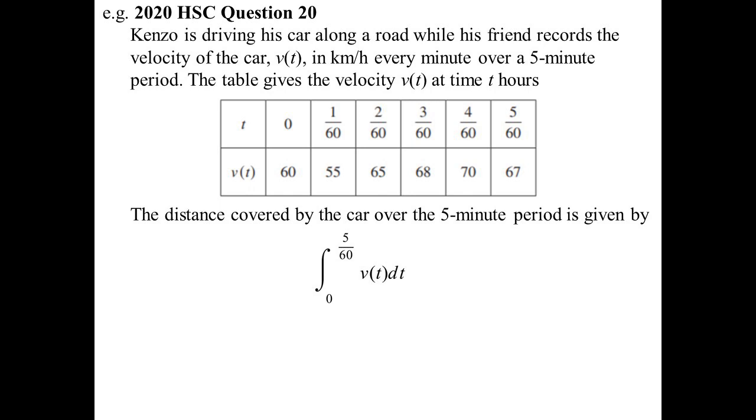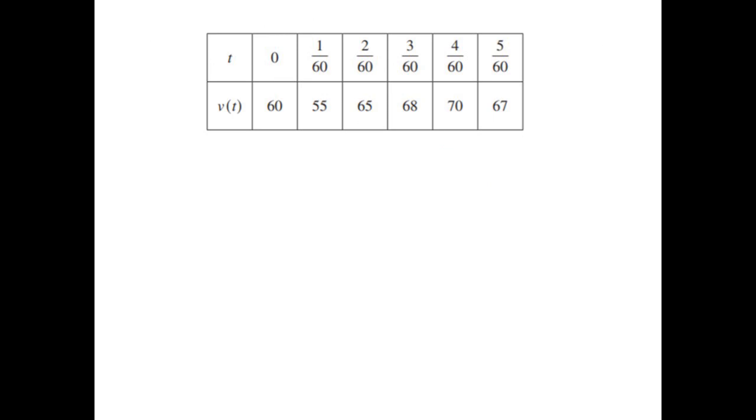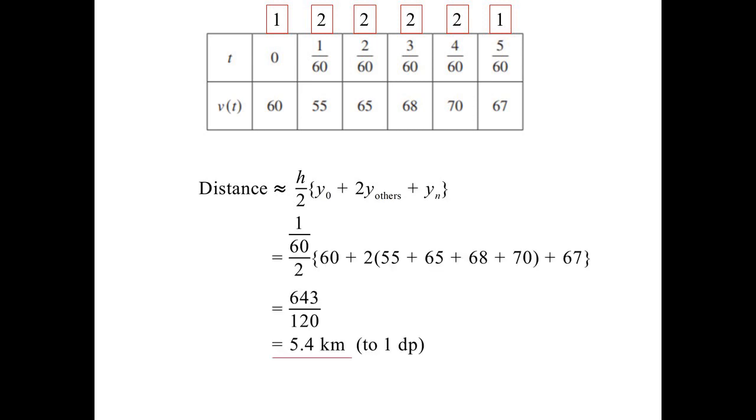Okay. But then they told us to use the trapezoidal rule because we don't know what the function is in this case. So it would be impossible to integrate it. So use the trapezoidal rule, velocity at each of those 6 values, to approximate the distance in kilometres the car has travelled, correct to 1 decimal place. So there's our table of values. There's my formula. That's right, it's 1 times the ends, 2 times all the ones in the middle. Height on 2, bingo, 5.4 kilometres is what that one comes out to be.